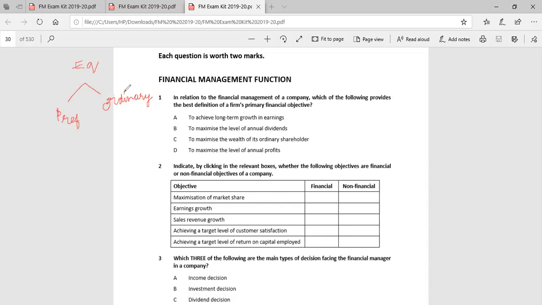Because the real owners are the ordinary shareholders, the focus is on maximization of wealth of the ordinary shareholders. Ordinary or common, but that doesn't make them any less important. They are the real owners of the company because they have the voting rights and participate in decision making. They are called ordinary because they do not have the preference at the time of payment of dividend. Done? Okay. Next.